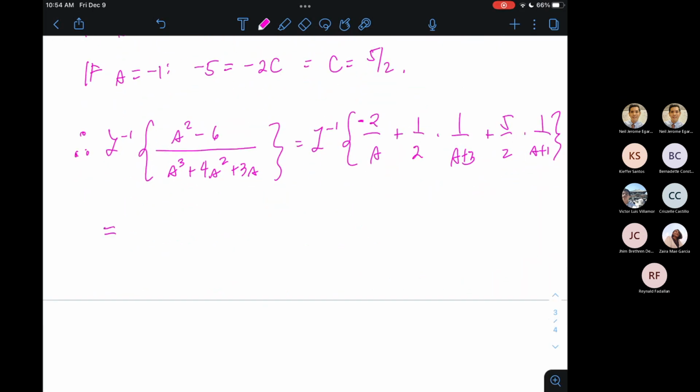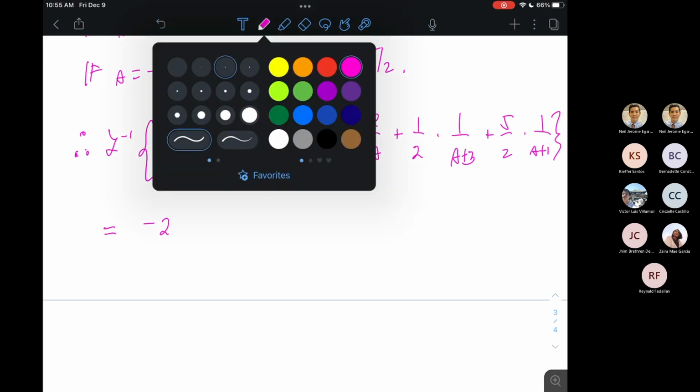And then you can do term by term Laplace transformation. Inverse Laplace transform ng -2 over S. Pwede mong ilabas yung -2. Inverse Laplace transform ng 1 over S. So pwede mo siyang tingnan as 1 over S minus 0. Yun yung Laplace transform ng e to the kt. Right? So this would be -2 e to the 0t. So that's just -2 and then plus 1/2.